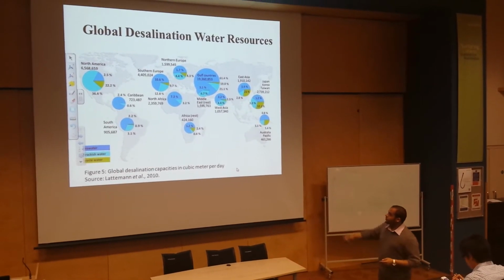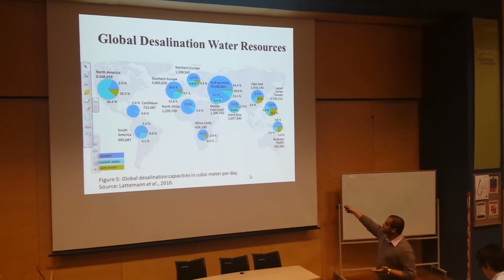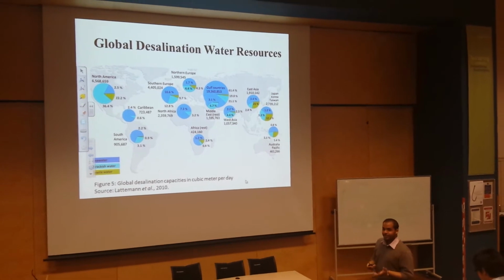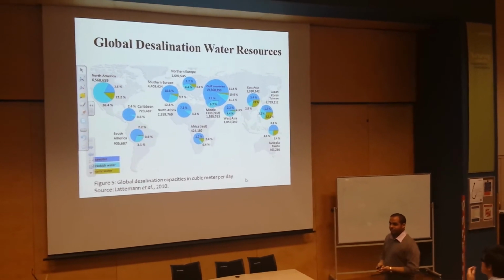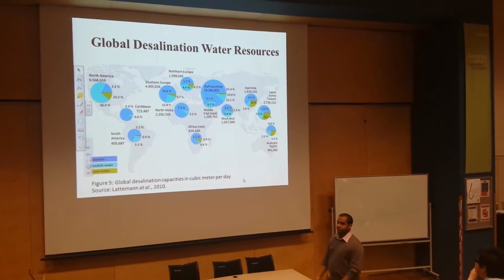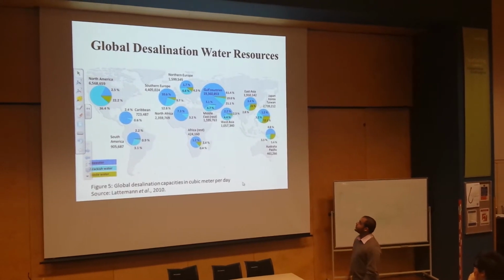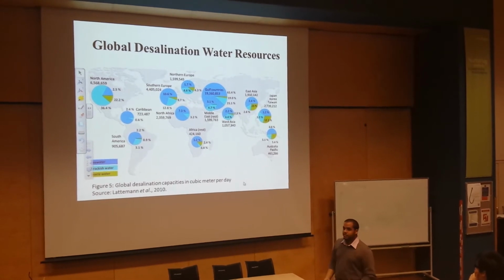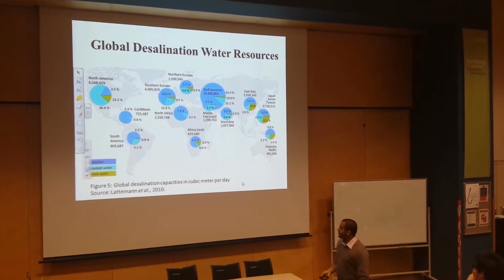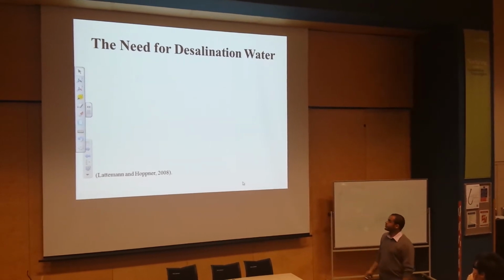The circles here show the usage of water in each country of the world, and we can see the biggest circle here is in the Arabian Gulf. So why does the Arabian Gulf consume this huge amount of water? We can see the predominant source of water here is seawater. Okay? So there are reasons for this huge amount of usage.